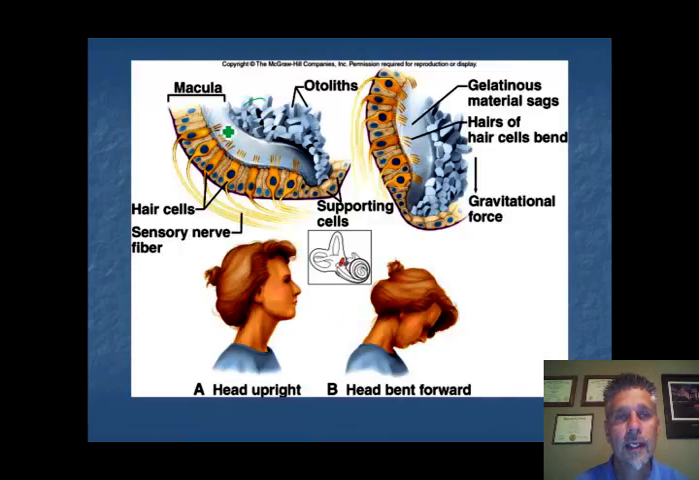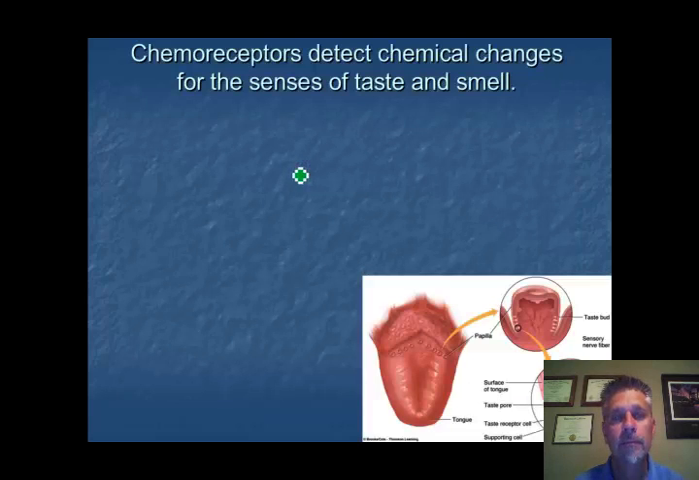This involves, again, hair cells, like we see here, just like we saw in the semicircular canals and in the cochlea. And now what we have is the presence of otoliths that will pile on top of certain hair cells, and that will cause them to bend and send a stimulus in.